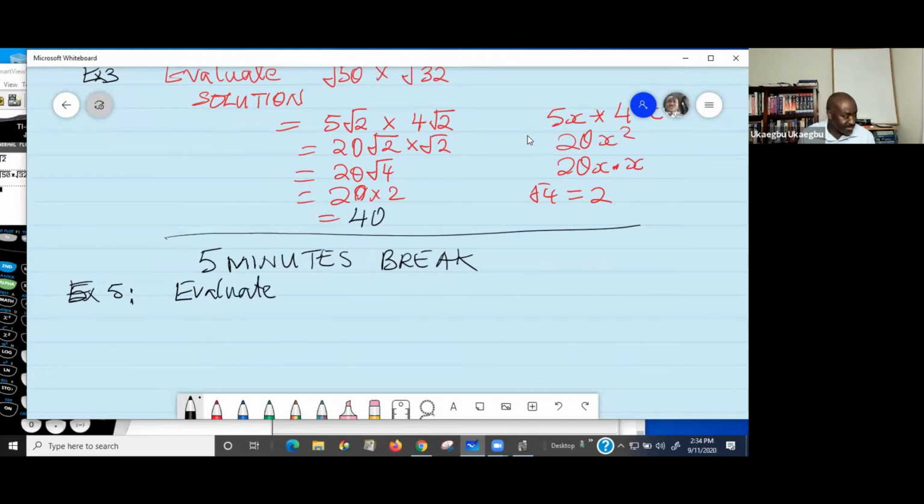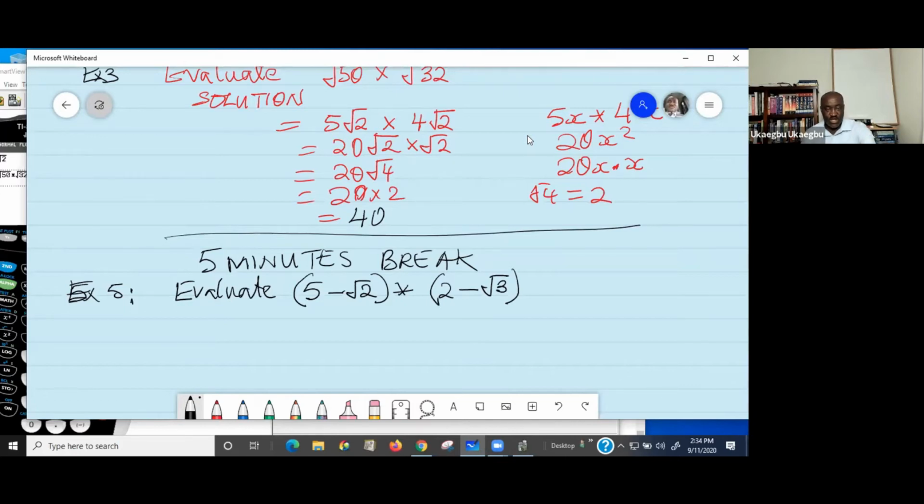something that looks like this. 5 minus square root of 2 multiplied by 2 minus square root of 3. Okay, so you can have an expression like that.